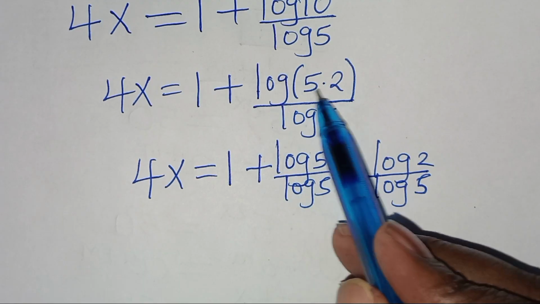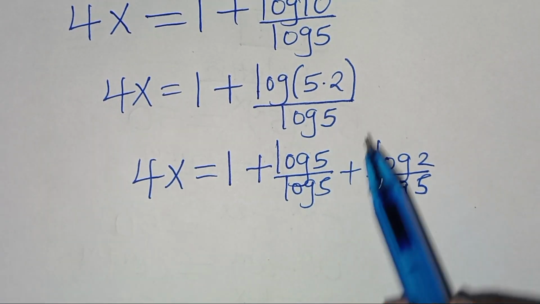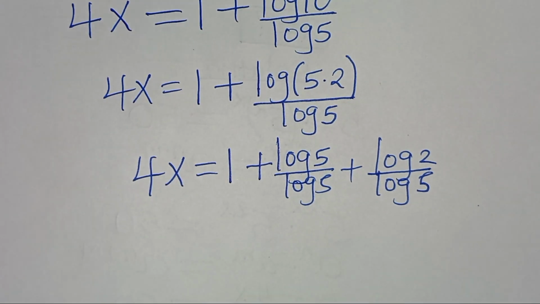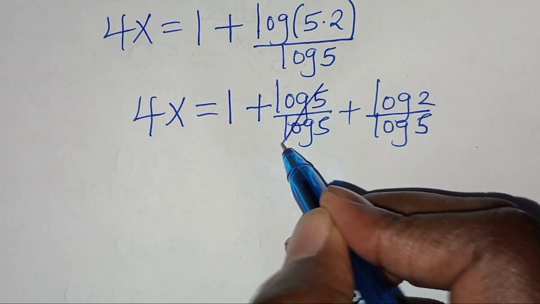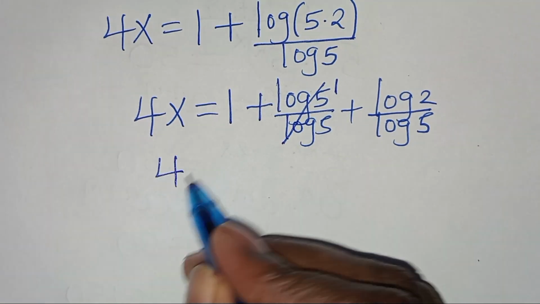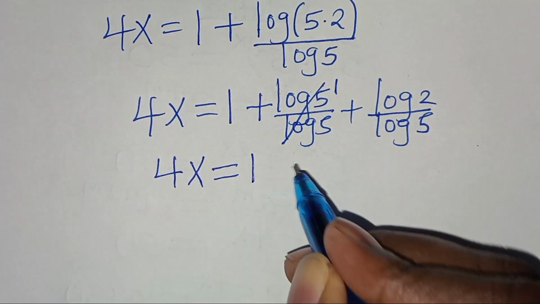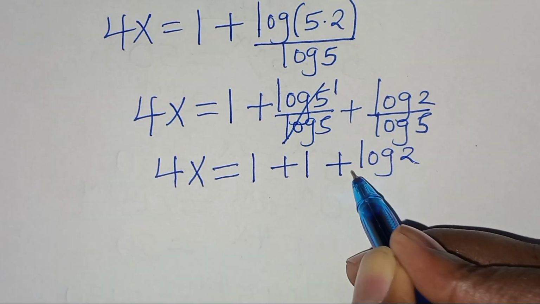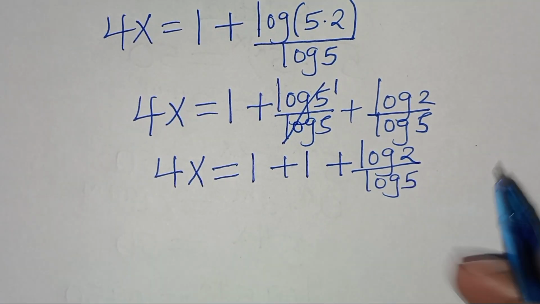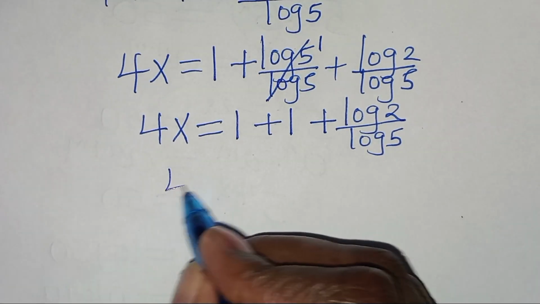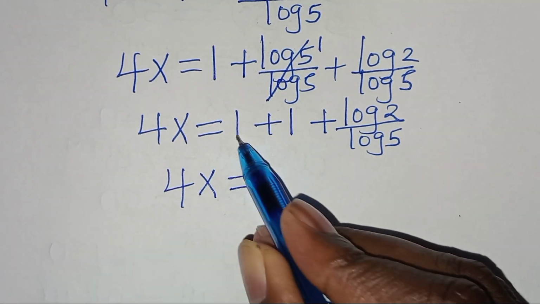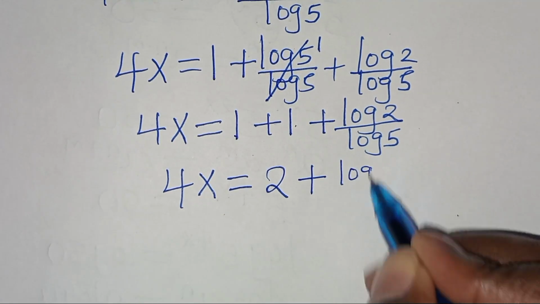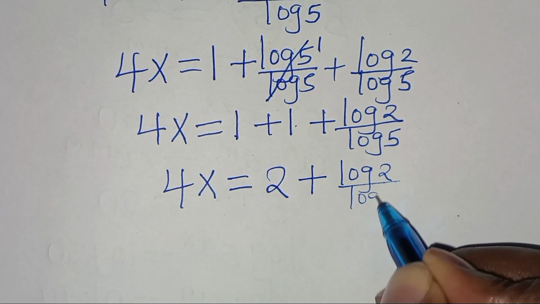We can express log 5 times 2 divided by log 5 as log 5 divided by log 5 plus log 2 over log 5. So let's simplify here. Log 5 and log 5 simplifies. So we have 4x. This is equal to 1 plus 1, then plus log 2 over log 5. So this implies here we have 4x. This is equal to 1 plus 1, which is equal to 2, then plus log 2 over log 5.